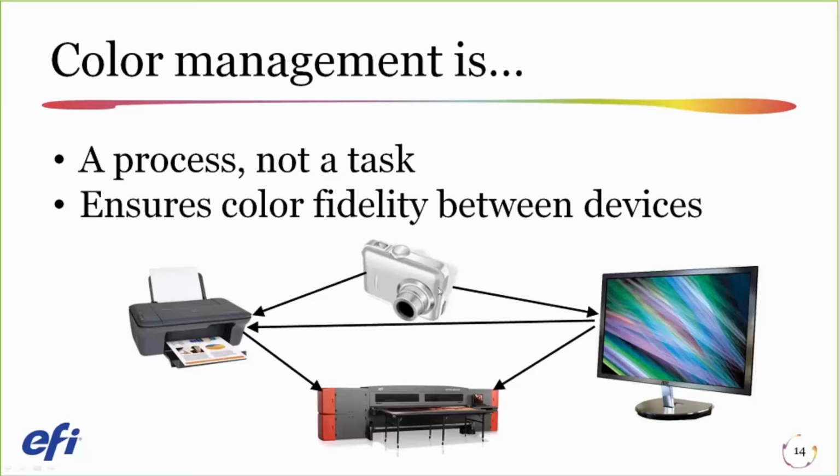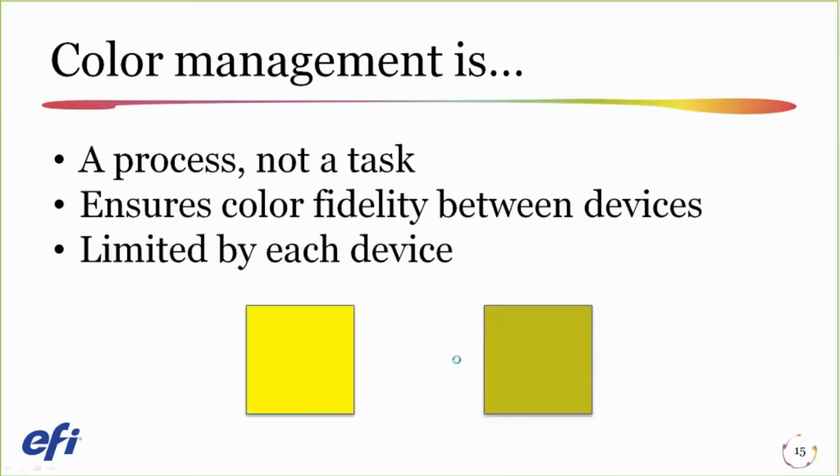We want to make sure that the image off of our digital camera looks correct on our monitor, and what we see on the monitor looks the best it can at representing what I'm going to get off my output device. The output device might be a proofing device, so we want to make sure the color on the proofing device looks like the color on the final production device, whether it's a wide or grand format inkjet printer or a printing press. And it is all of this working together to make sure that the color is as accurate as it can be between all of these different devices.